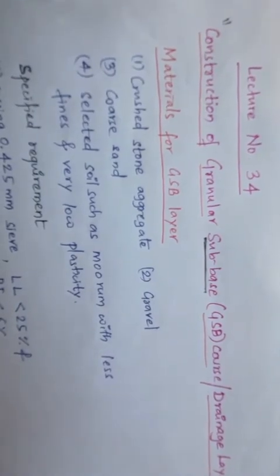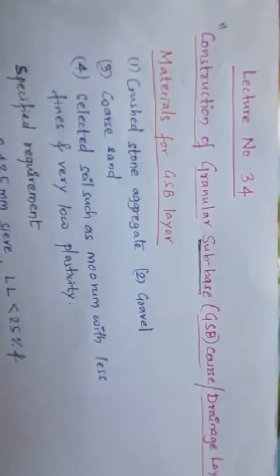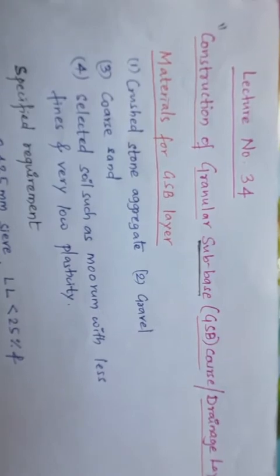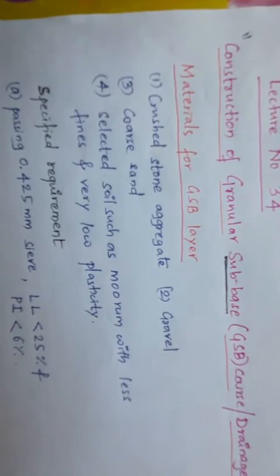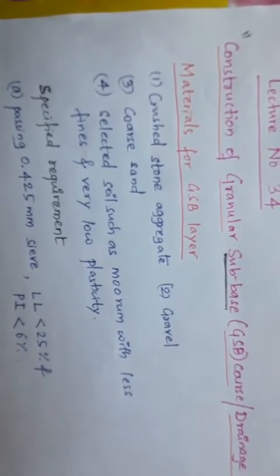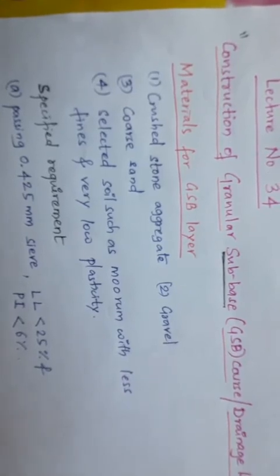Today we're going to see the next lecture, construction of subgrade, or you can call it the GSB layer, granular subbase. Sometimes it is even called a drainage layer. The granular subbase, or GSB, or subbase, is laid in between the subgrade and the base course of the whole highway pavement in one or more layers.